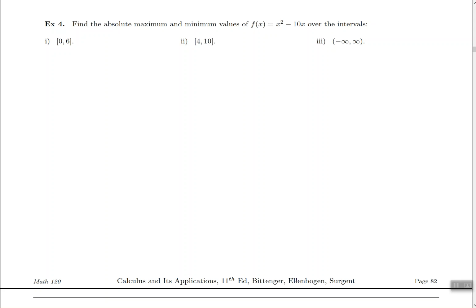Okay, let's practice finding the maximum and minimum of the function f of x equal to x squared minus 10x. In this problem, we're going to be doing the problem 3 times: one time with the interval 0 to 6, then 4 to 10, and then negative infinity to positive infinity.